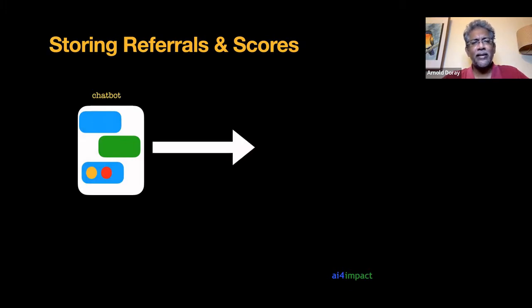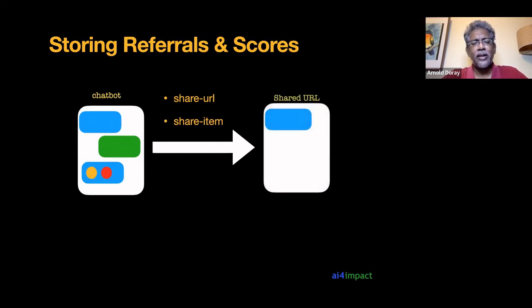So again, you've got a chatbot and there are some social media icons, for example, and you are sharing the chatbot through either share URL or using a share item kind of URL that's generated. Remember, the share URL is just a simple URL which is trackable. The share item is trackable, and you can add some data into it for your landing pages. So know the difference.